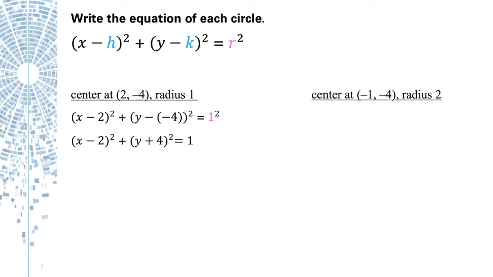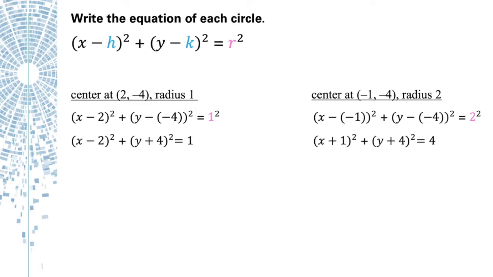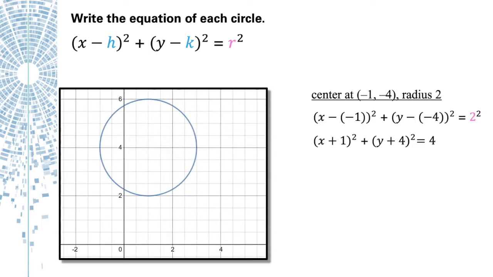We'll do this one, center at (-1, -4), and a radius of 2. So we've got (x - -1)² + (y - -4)² = the radius squared. So (x + 1)² + (y + 4)² = 4. And that one looks like this.